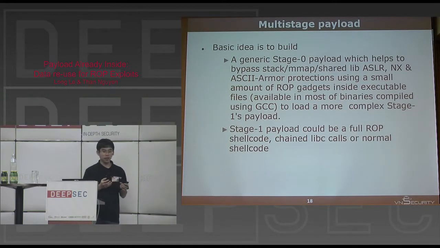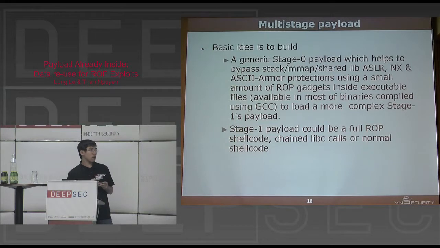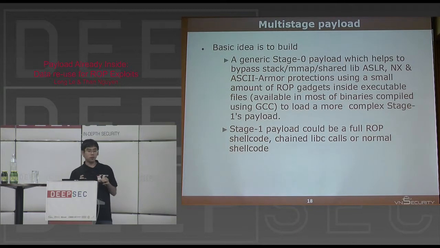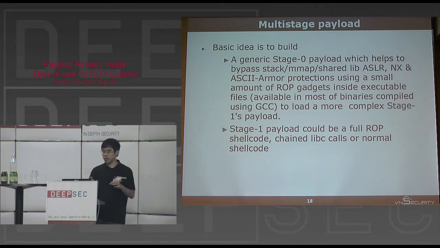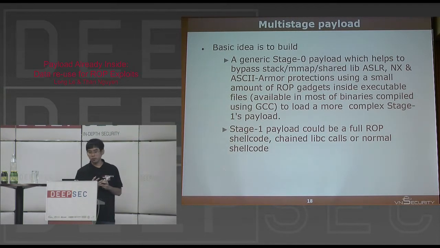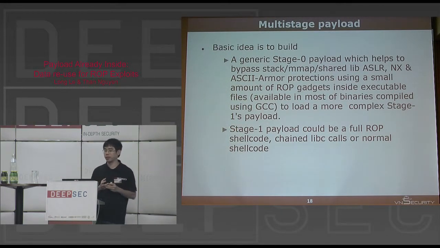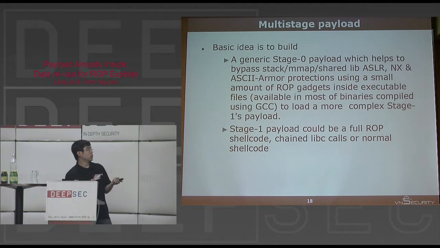The reason, as I mentioned before, is that ROP in general is nice to have. However, the number of real ROP gadgets inside the executable file is limited and very dependent on the binary. So the idea here is to use only a few that are available in most binaries. For example, most binaries compiled with GCC will have enough gadgets to build the stage0.